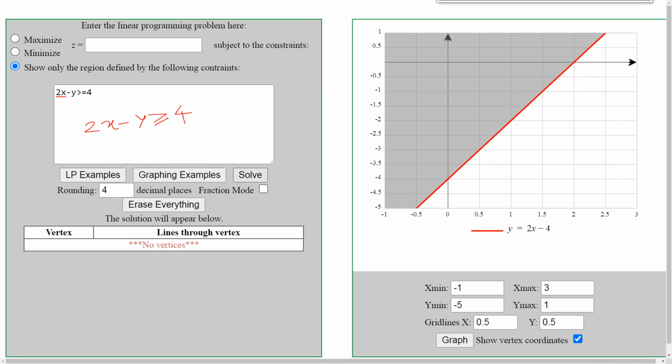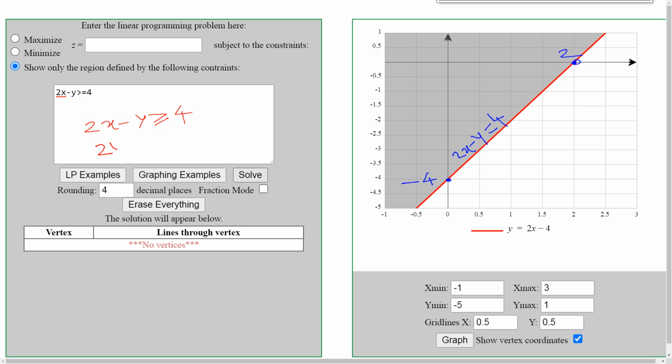So we have to plot the line. For plotting the line, we have already seen the point on the x-axis is 2 and the point on the y-axis is minus 4, and this line represents the equation 2x minus y is equal to 4. Now we have to determine the feasible region, meaning whether the origin side is the answer or non-origin side. So let us substitute the value of x as 0.